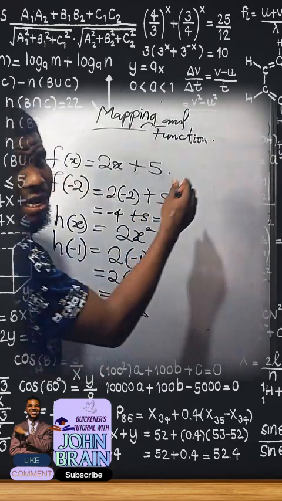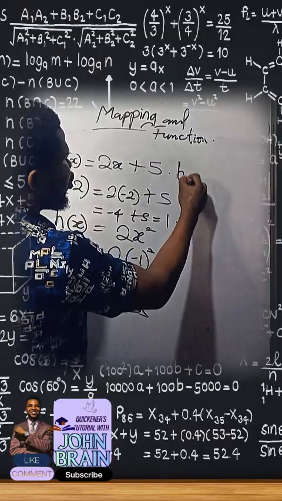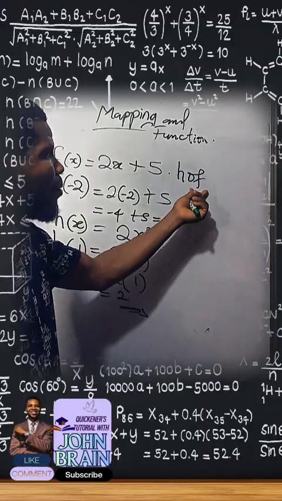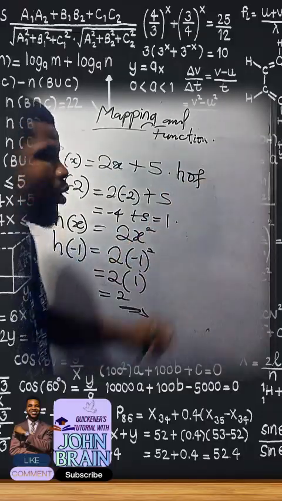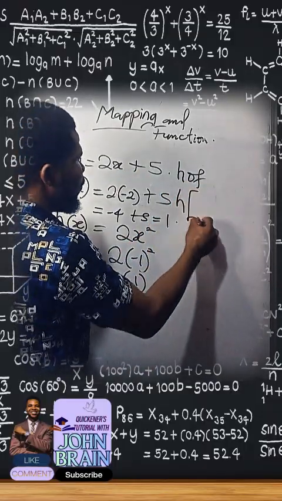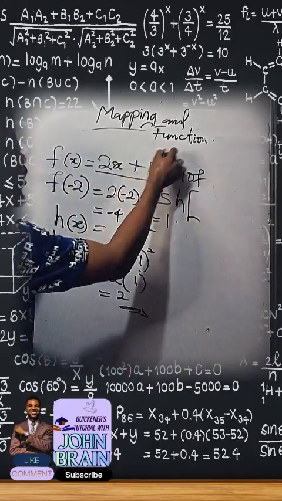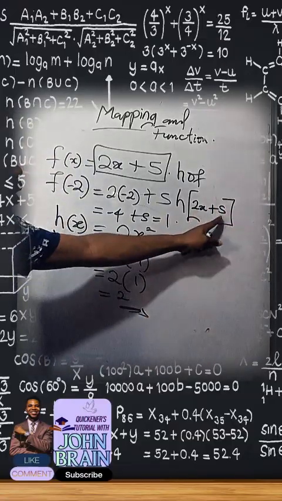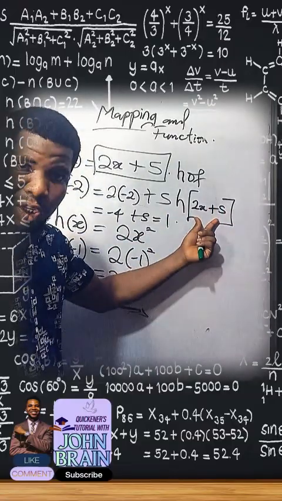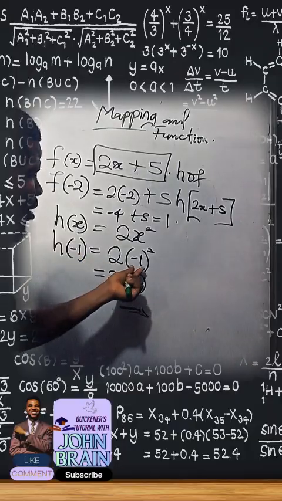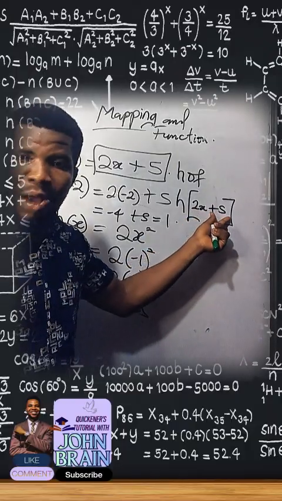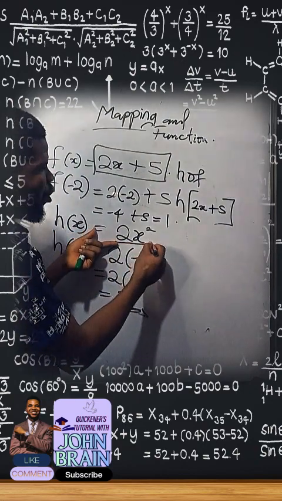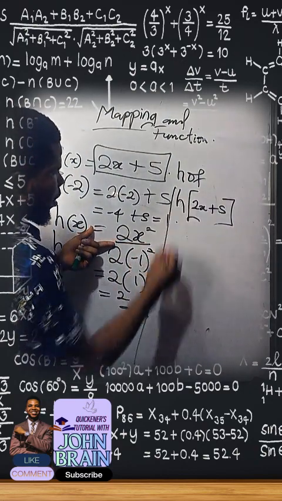So let's assume they ask us to find h of f. H of f means you are combining two functions now. You are putting the f function inside h. So let's try that. What is the function of f? Look at the function of f here: 2s plus 5. This 2s plus 5 will replace x, just like the way an ordinary number replaces x. 2s plus 5 will replace x under the function of h. So this is the function of h.